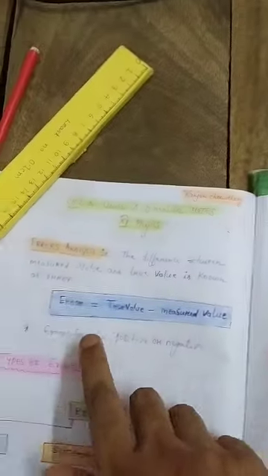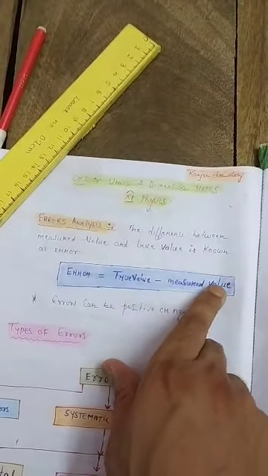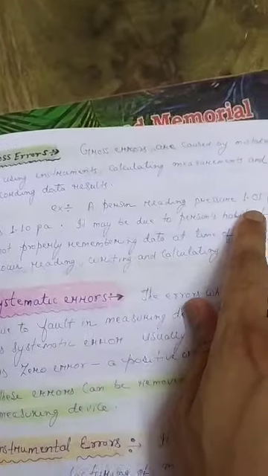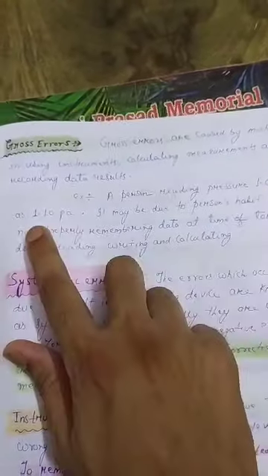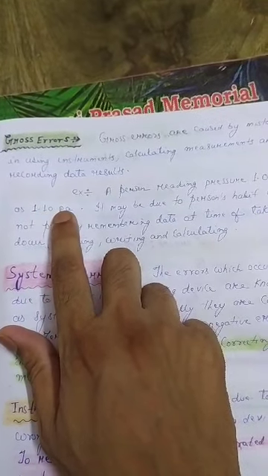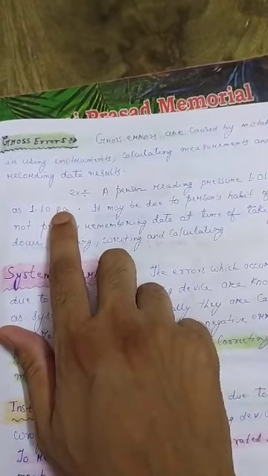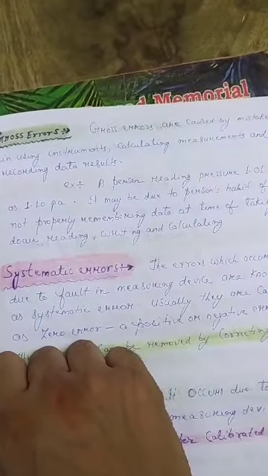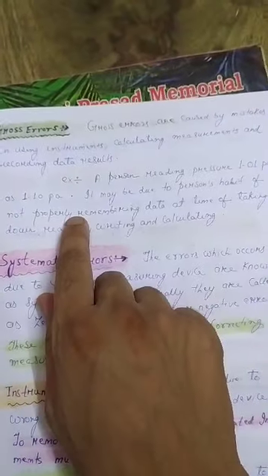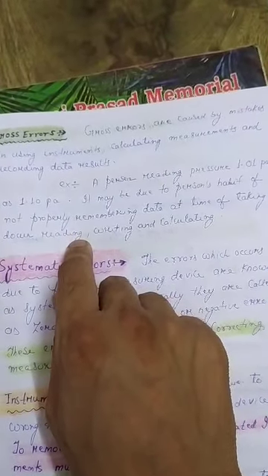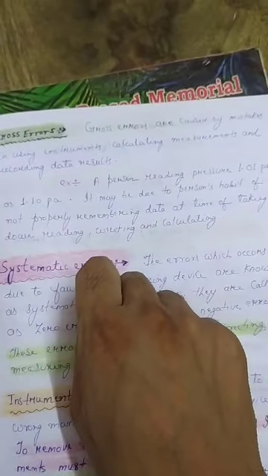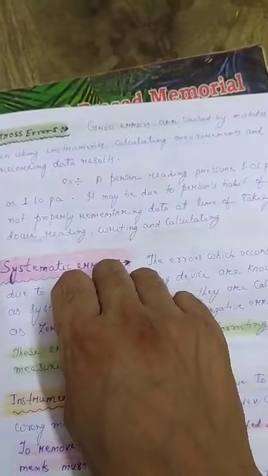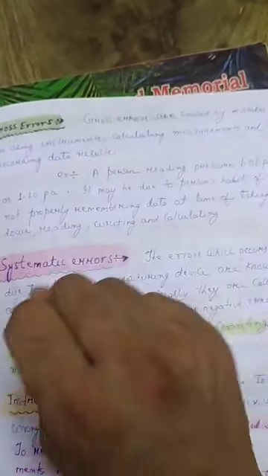So, according to the definition of error, true value minus measured value will be what? Error. It can be positive or negative. Here, the true value is 1.01 and the measured value is 1.10. So the measured value is more, so here the error will be negative. This type of error is due to wrong reading of the data, writing or calculating.